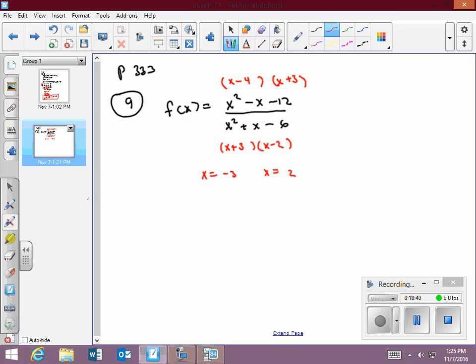So what I would do with a problem like this is ask for vertical asymptotes. And this is a good example. Don't say x equals -3 and x equals 2, because they are not both vertical asymptotes. Only x equals 2 is a vertical asymptote. Then I'll ask for holes, and that will occur at x equals -3.